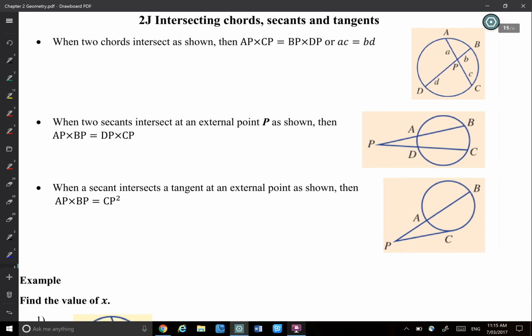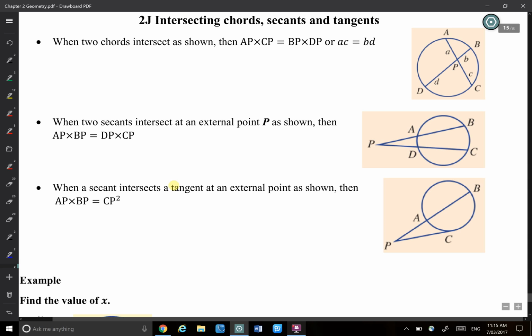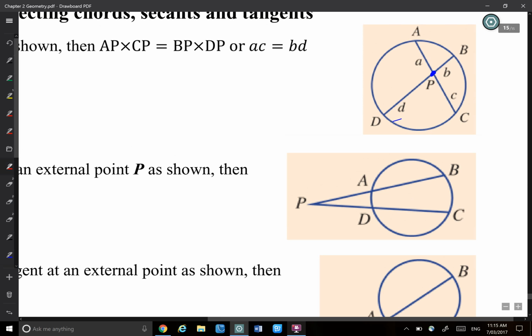So you have two chords in the circle, and there's an intersection here. They intersect inside, and the two chords are both inside. And then they cut at the point P here. Then you have AP times CP equals BP times DP. So it cuts into 4 pieces. So this part times the rest of itself will equal this one times what has been left for itself.